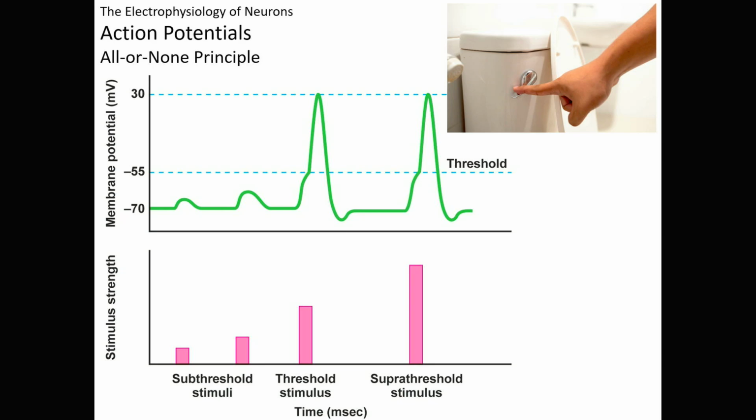Because if we have a threshold stimulus and we get an action potential, and then we have a super threshold stimulus and we get the same action potential, when we're sending that action potential to other parts of the nervous system, don't we lose the information about how strong the original stimulus was that caused this action potential to occur? Isn't that useful information that the nervous system wants to know? So how do we capture that information?